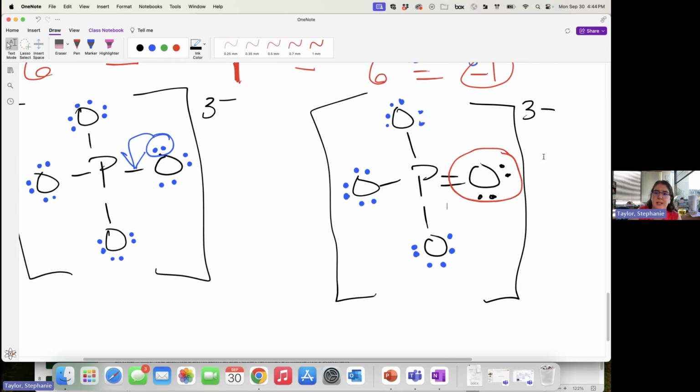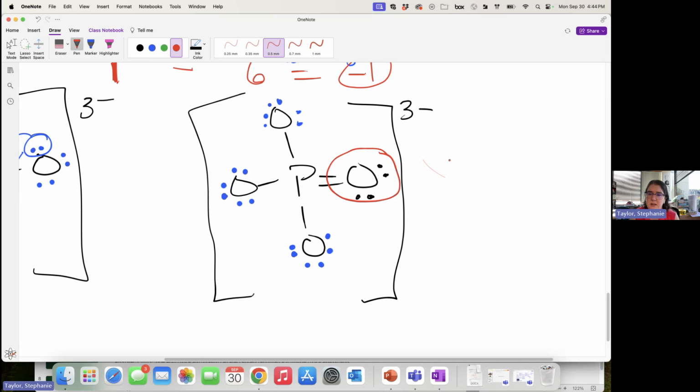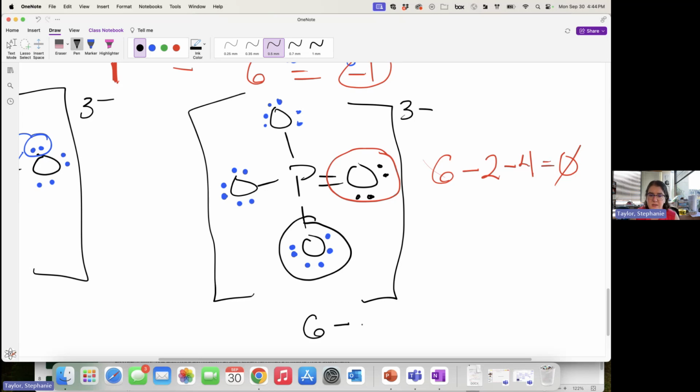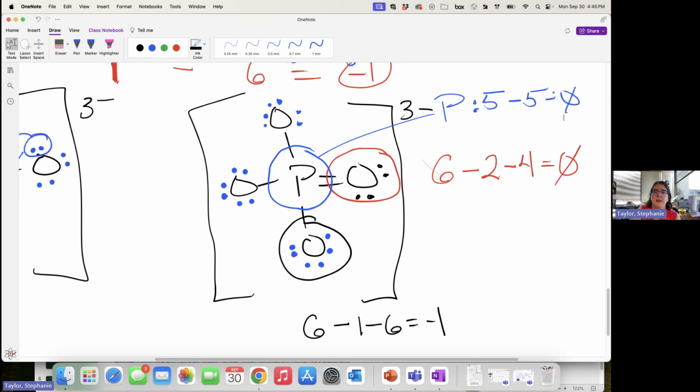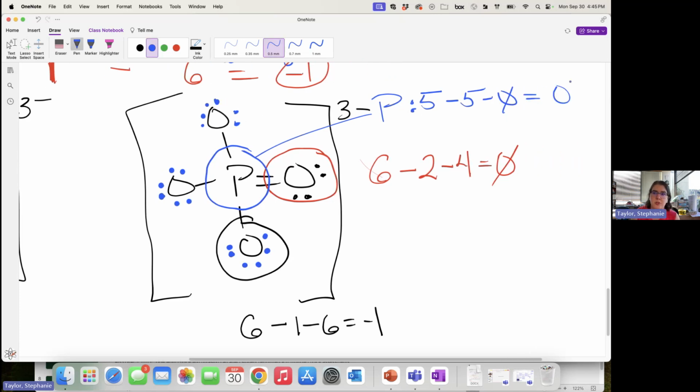So now I have 2 different kinds of oxygens. This one that I've just circled in red: 6 valence electrons, 2 lines, 4 dots, 0. This one down here at the bottom, which is what everything else will look like: 6 valence electrons minus 1 line minus 6 dots for -1. And then the phosphorus in the middle has 5 valence electrons minus now 5 lines, still no lone pairs, for 0 formal charge.